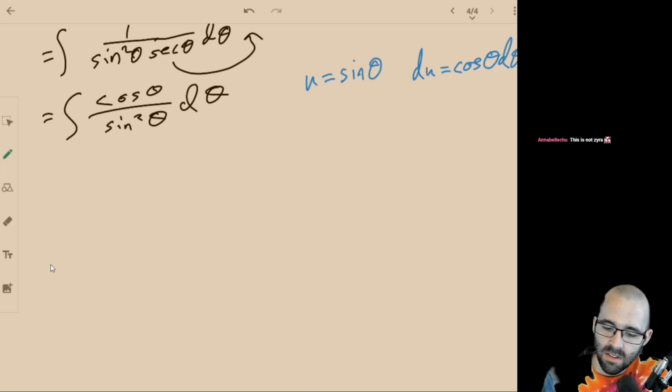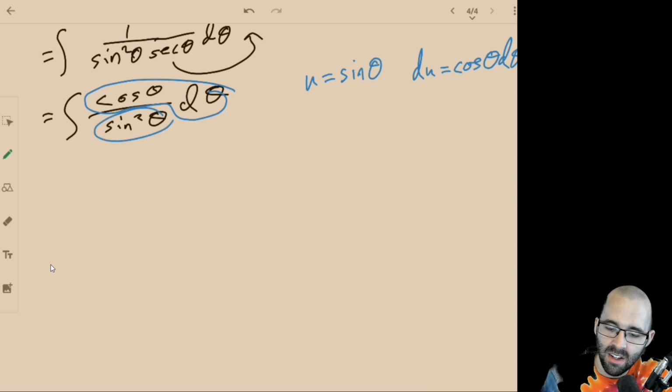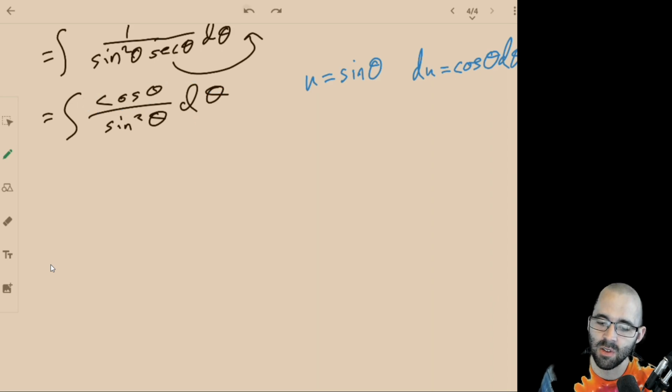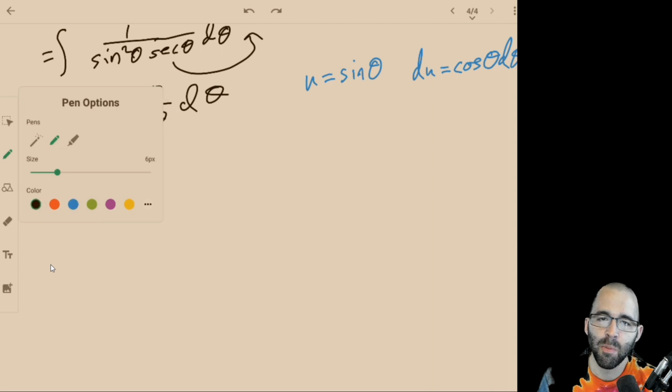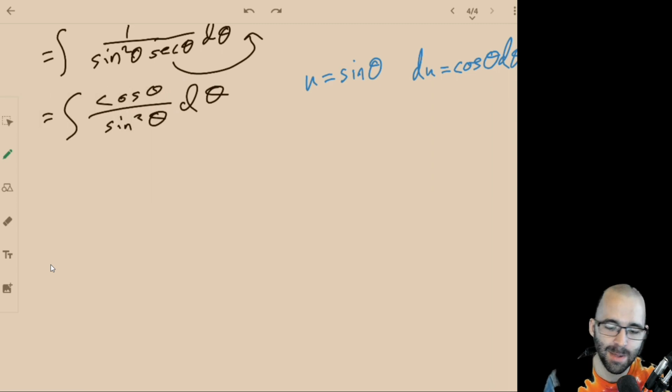So notice, this is our du right here, cosine of theta, d theta. We already have the du. And this on the bottom is just u. So that's perfect for a u substitution. It's so perfect that you can't possibly complain. So what are we left with? We're left with cosine of theta, d theta, which we said was just du.